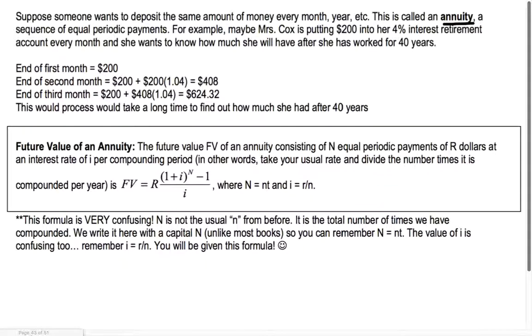Okay, so for example, maybe Mrs. Cox is putting $200 into her 4% interest retirement account every month, and she wants to know how much she's going to have after she's worked for 40 years. Isn't that depressing when you see 40 years? Man, I've got to work for 40 years before I can retire?